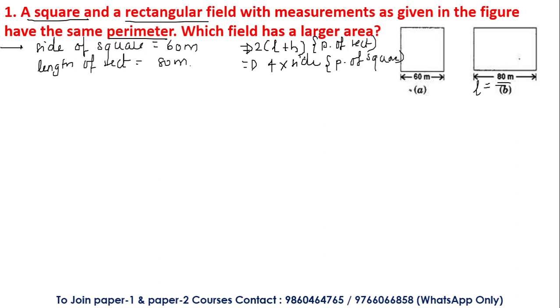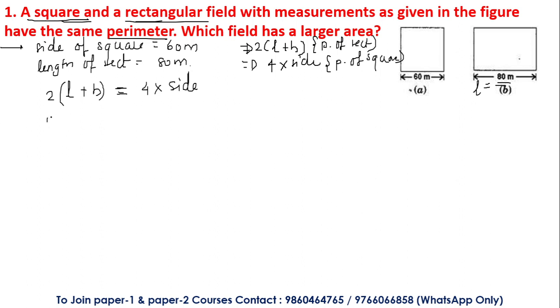Now, it is given in the question that the square and rectangular field measurements of the perimeter are equal. Hence what I'll do here: twice of length plus breadth, that is the perimeter of the rectangular field, is equal to the perimeter of the square, that is equal to 4 into side. This is mentioned in the question.